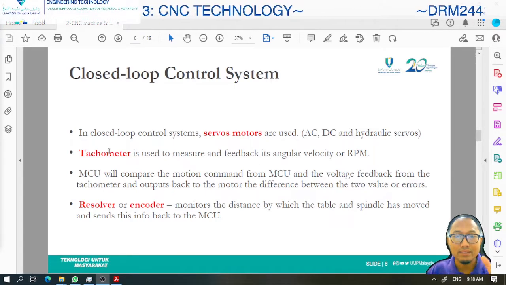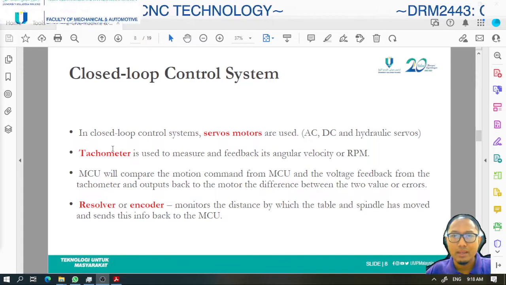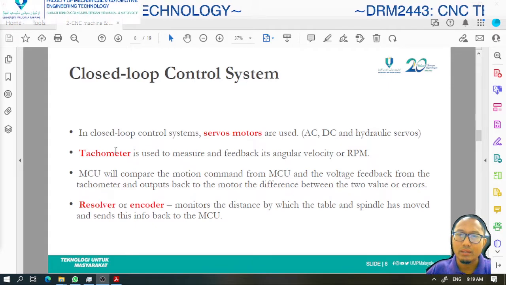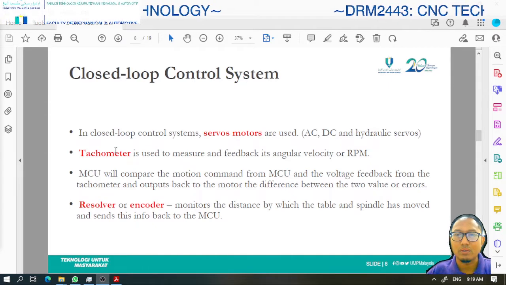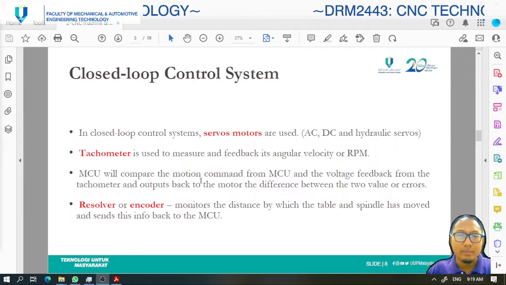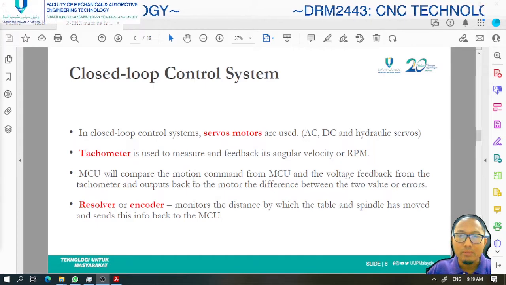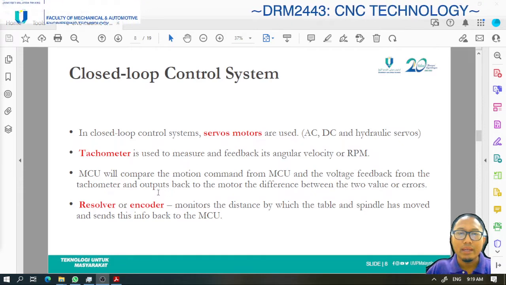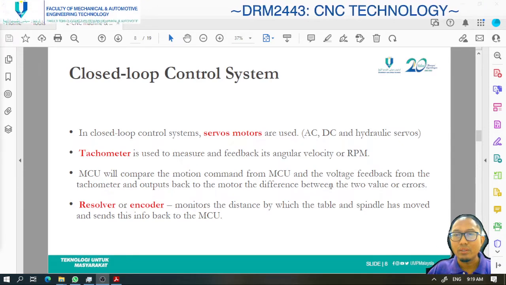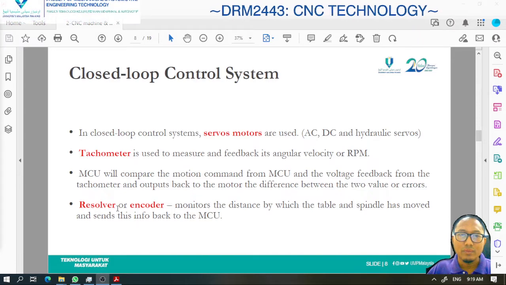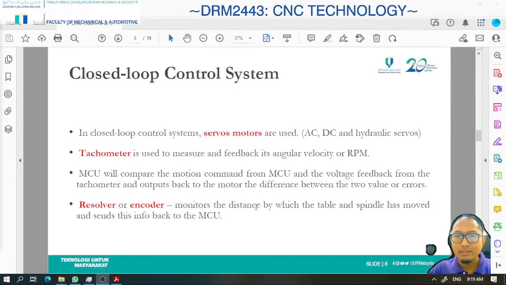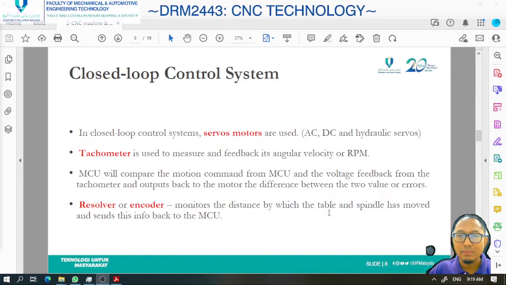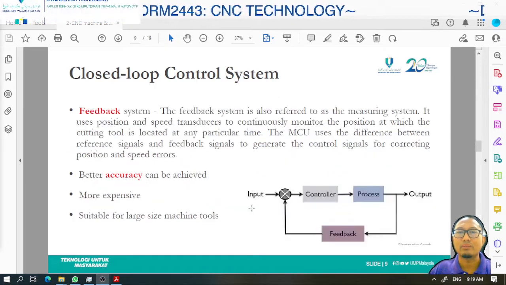So basically, we have a sensor that can measure and then give back feedback to the MCU in a unit of angular velocity or RPM, revolutions per minute. The MCU is then going to compare the motion command from the MCU and the voltage feedback from the tachometer, and output back to the motor the difference between the two values, the error. A resolver or encoder monitors the distance by which the table and spindle has moved, and sends this info back to the MCU.